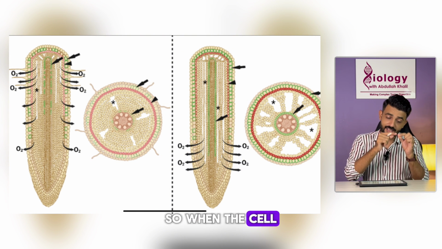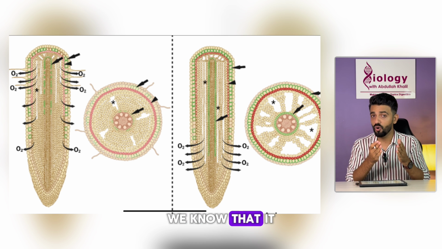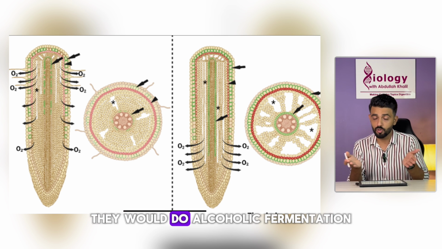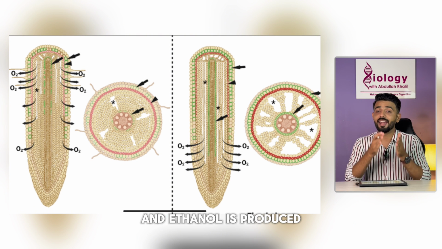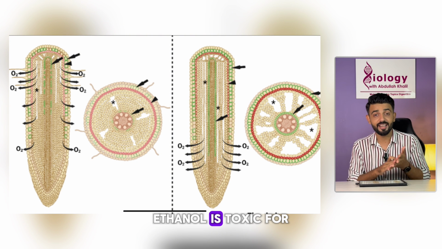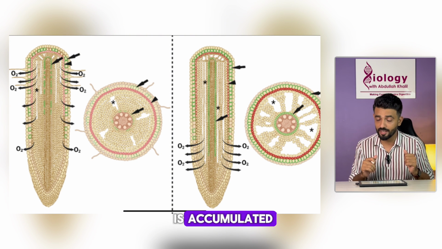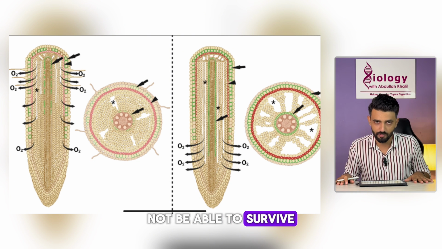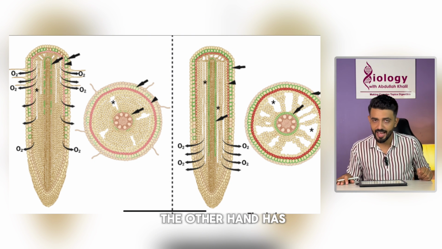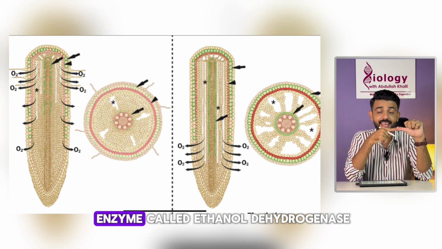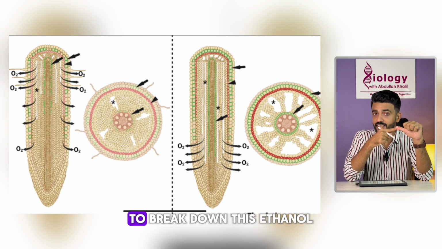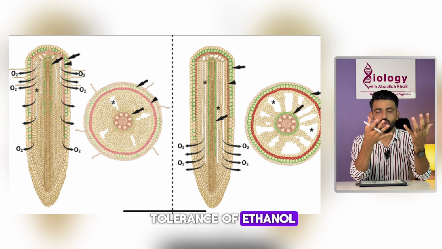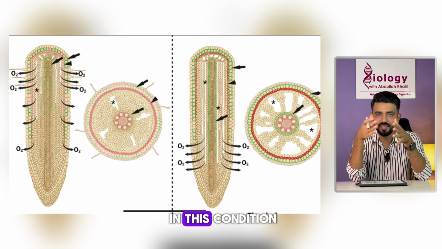So when the cell is not getting enough oxygen, we know that it respires anaerobically. In this case, alcohol is produced. They would do alcoholic fermentation, and ethanol is produced. Ethanol is toxic for the plants if it is accumulated, and that's why there is a high chance that a plant would not be able to survive. But the rice plant, on the other hand, has first of all an enzyme called ethanol dehydrogenase to break down this ethanol, and they have higher tolerance of ethanol, so they can live in this condition.